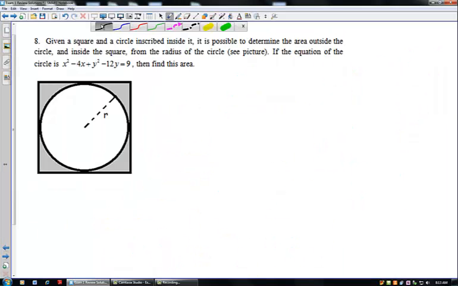We'll end the review with number 8, which is a word problem. Whenever I do a word problem, I like to read through it once, and highlight what I think is important. So given a square and a circle inscribed inside of it, it is possible to determine the area outside of the square and inside the circle from the radius of the circle.